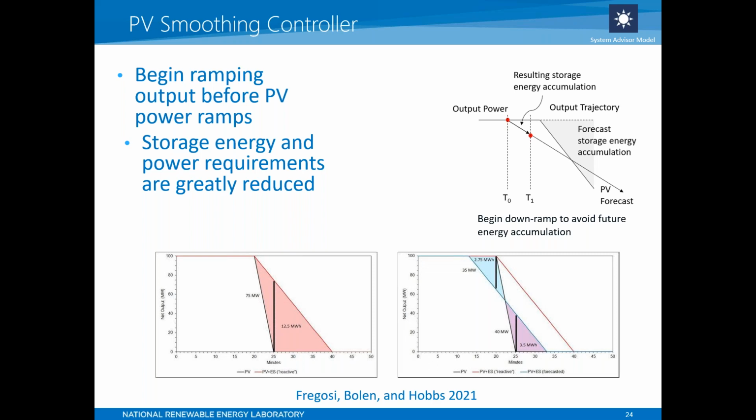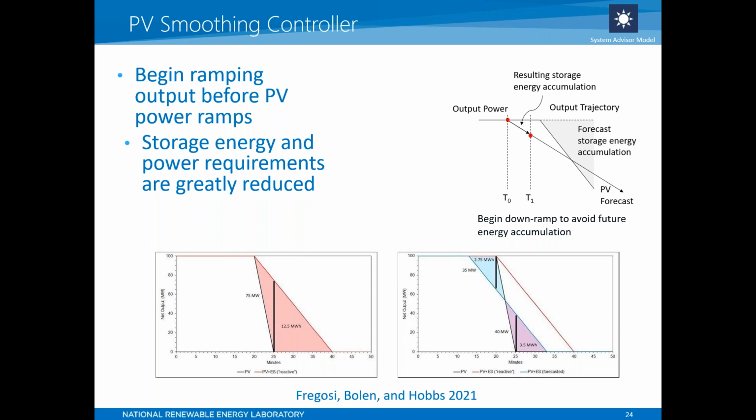And so the red line is the feedback controller attempting to reduce that ramp to something that would fall within those ramp rate controls. So in this particular case, that requires 75 megawatts of battery power and 12.5 megawatt hours of capacity in order to meet those ramp rate requirements.